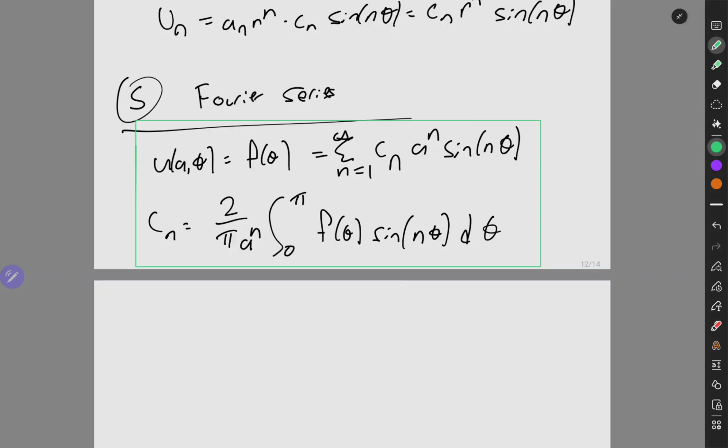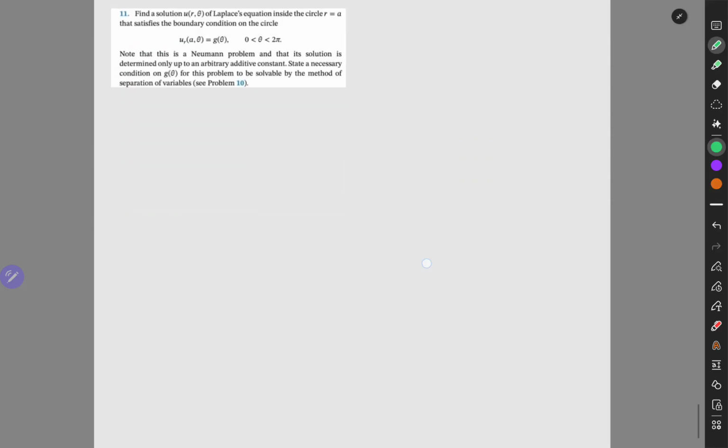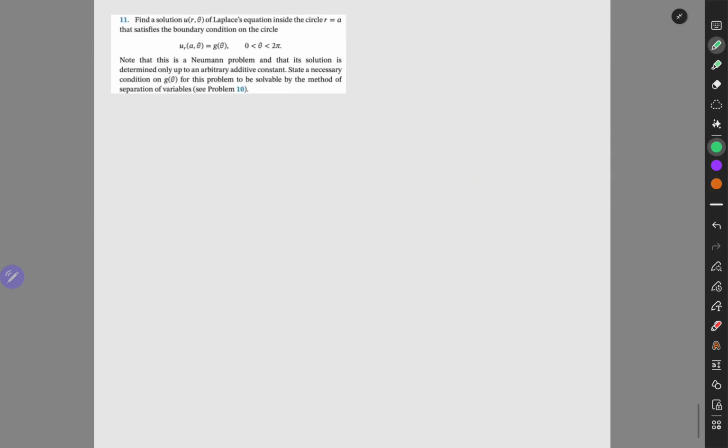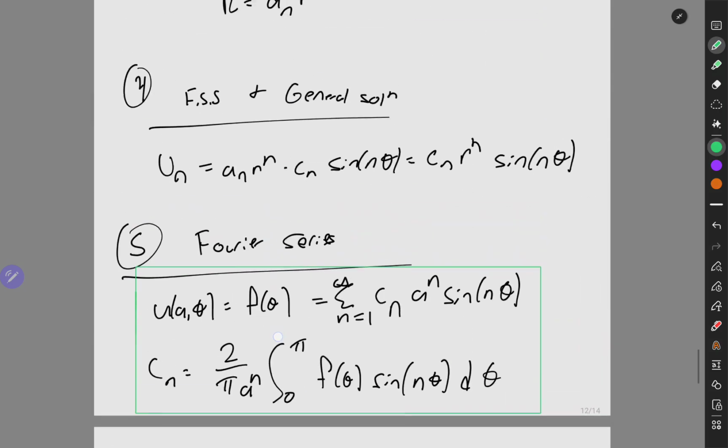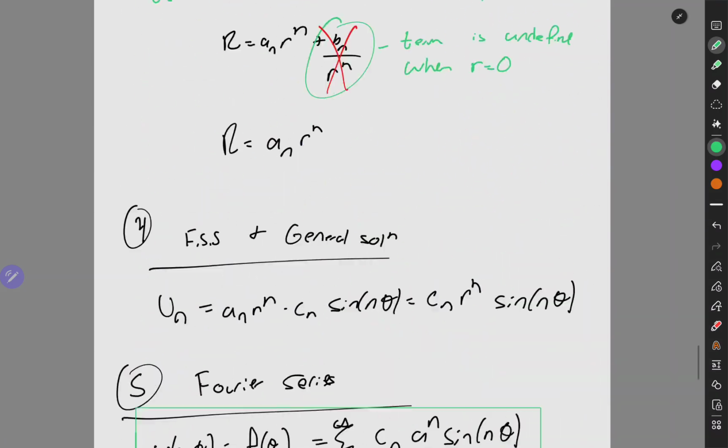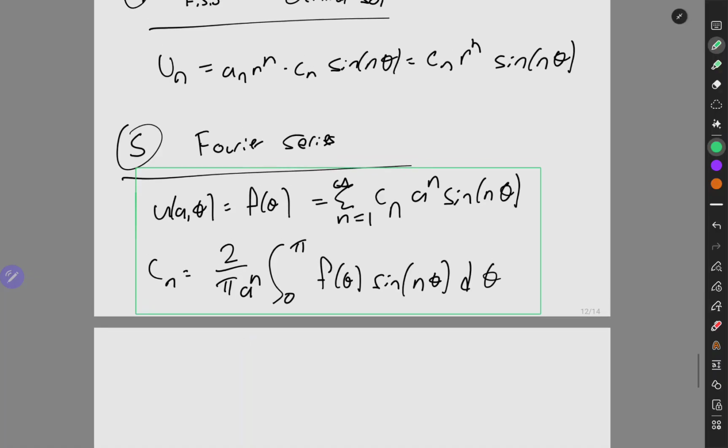So a pretty simple problem compared to the last one, right? A semicircular region is a lot easier than the full circular region. I have one more example problem, right down here. It's a full circle with a Neumann boundary condition, so it'll be similar to the first example we did. Okay, so this was example 2. Hope you enjoyed, and I'll see you in the next video.